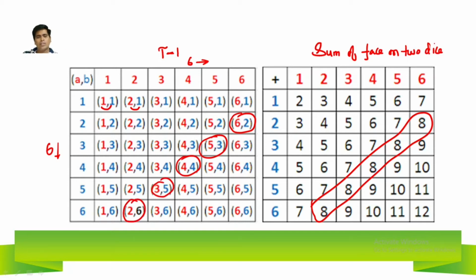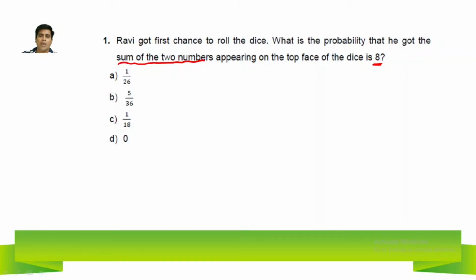So how many ways are we getting 8? 1, 2, 3, 4, 5 ways. So the number of favorable outcomes here is 5, and the total number of outcomes here is 36. So which option is here? We have option B. Option B is the right option here.